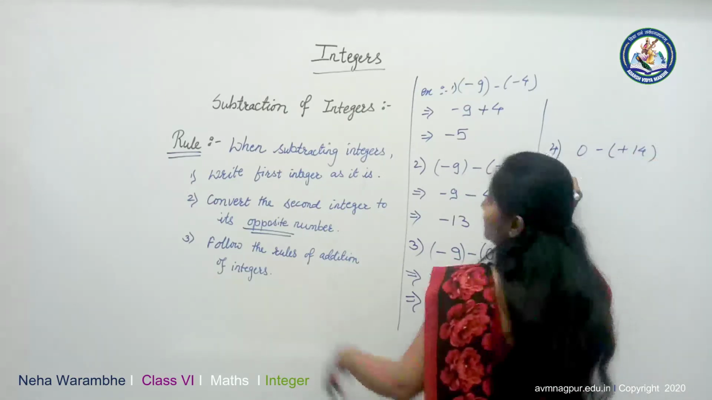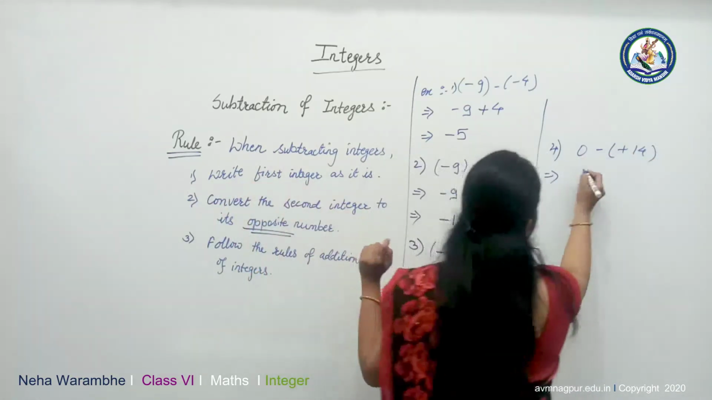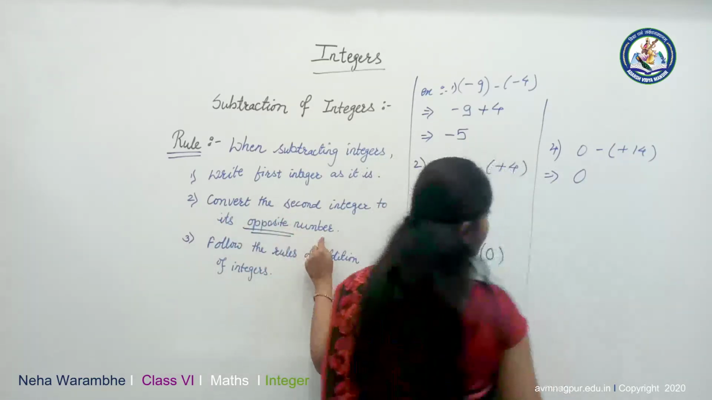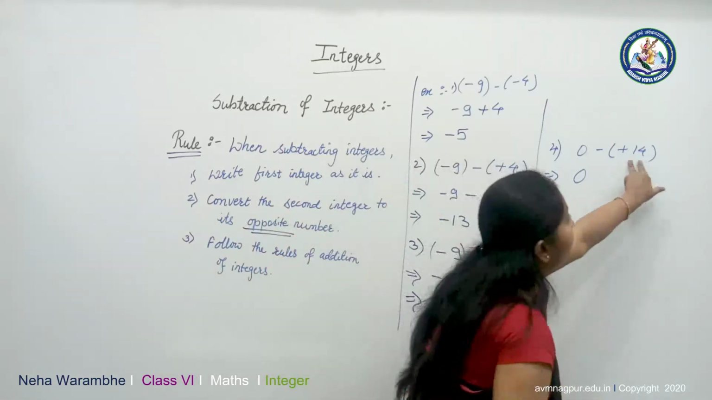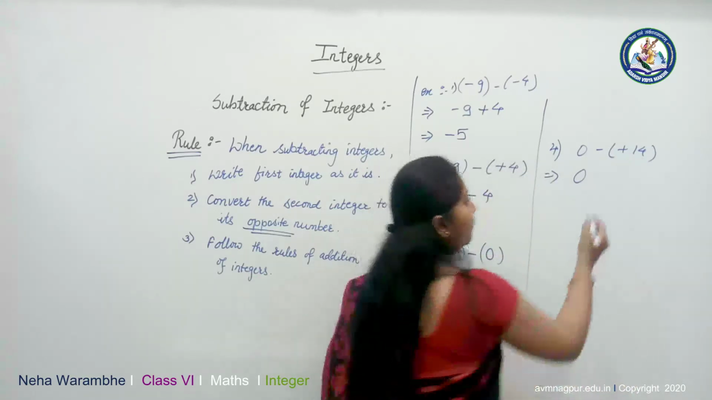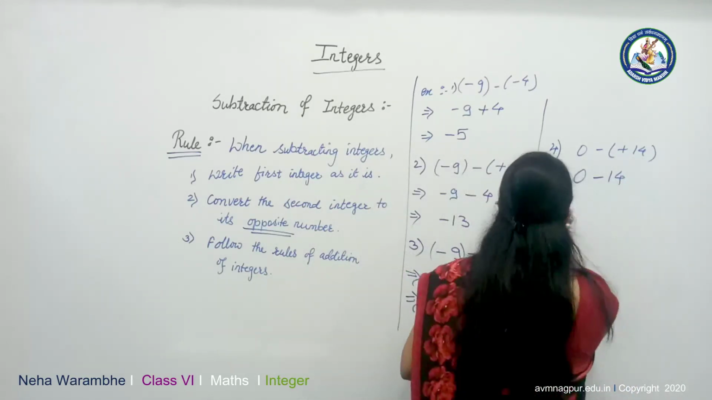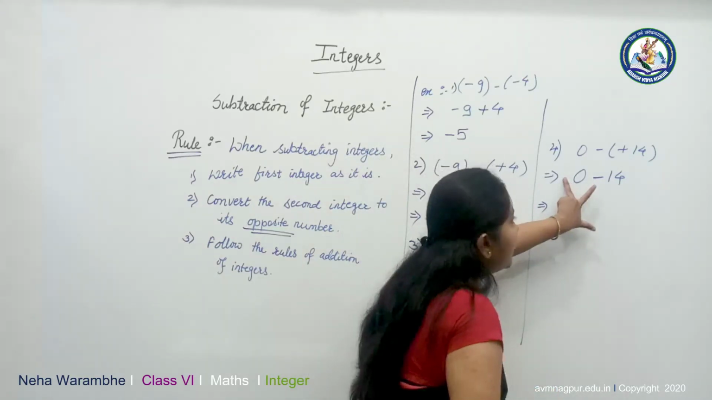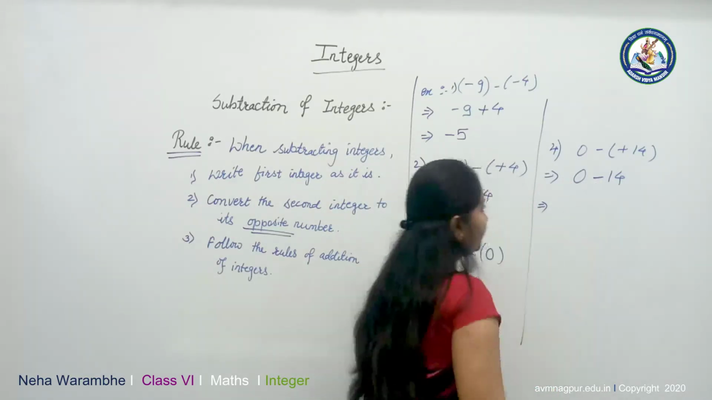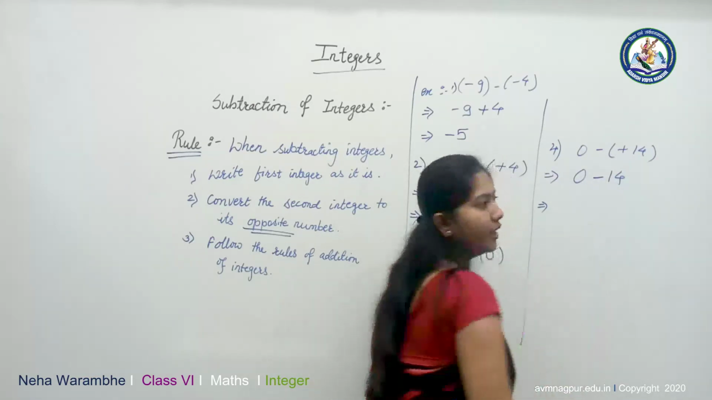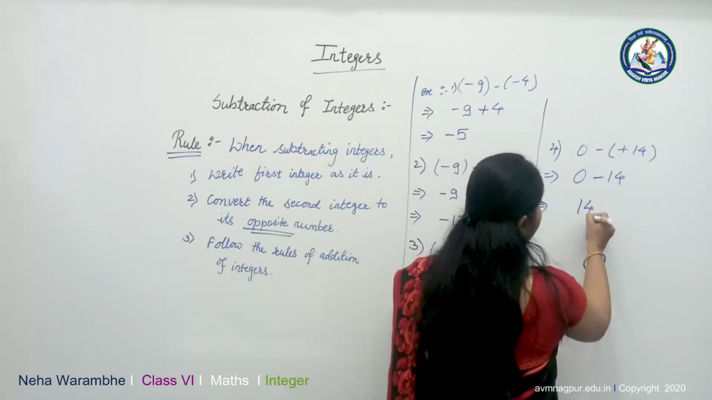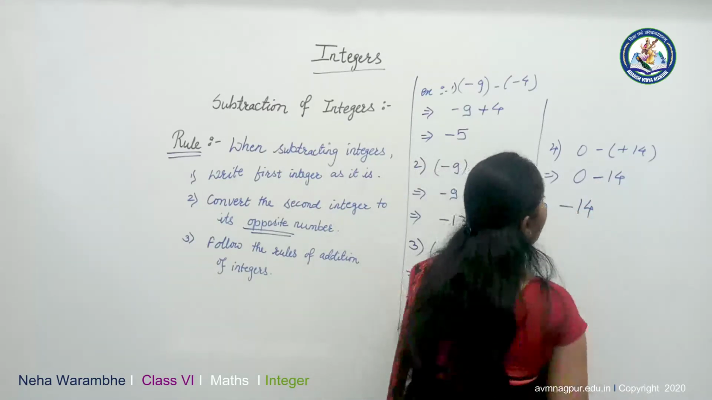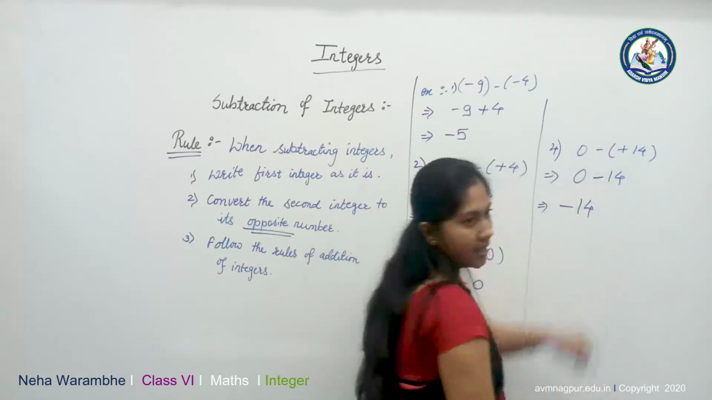Fourth example is, suppose 0 minus of plus 14. Write the first integer as it is, which means 0 as it is. Now convert the second integer to its opposite number. The opposite number of plus 14 is minus 14. Now we add or subtract the integers, see this 0 and minus 14. Subtract this 0 from 14, answer is 14, but the greater number's sign is minus, therefore minus 14 is the answer.